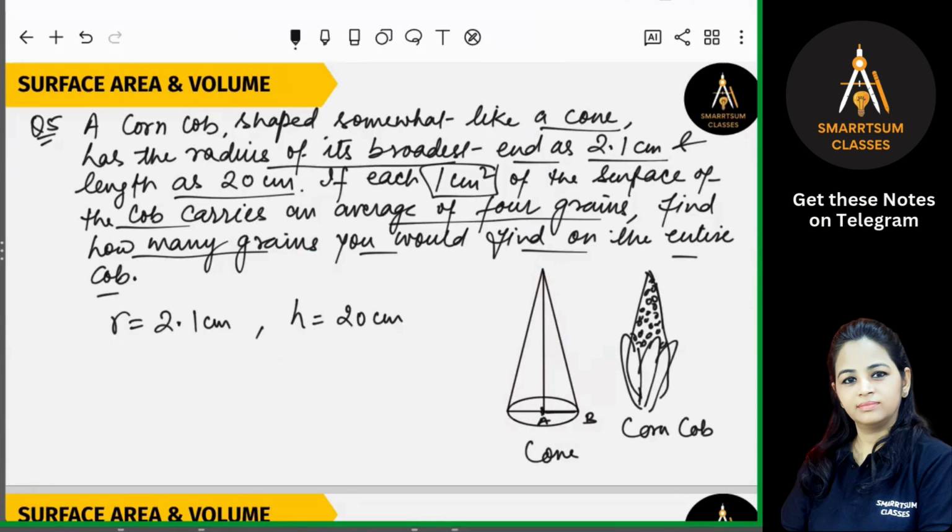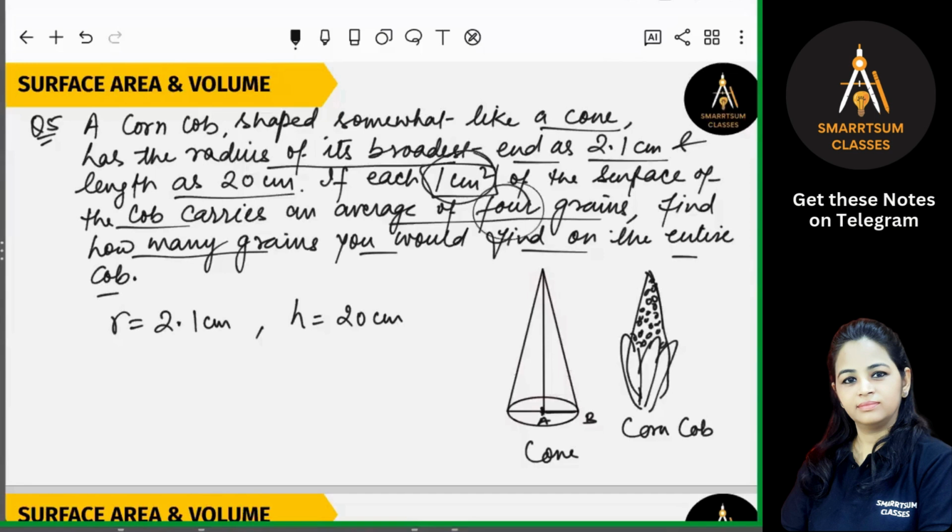So here we have to find the grains on the cone, and where are these grains actually placed? You can find these on the curved surface area, yes or no? So whatever grains are there, they are on the curved surface area. On this area, getting that? Here actually the grains are attached, right? So we have to find the curved surface area. And since it is given that for every 1 centimeter square area there are 4 grains, we can easily find the number of grains, right? So first we will find out the curved surface area.